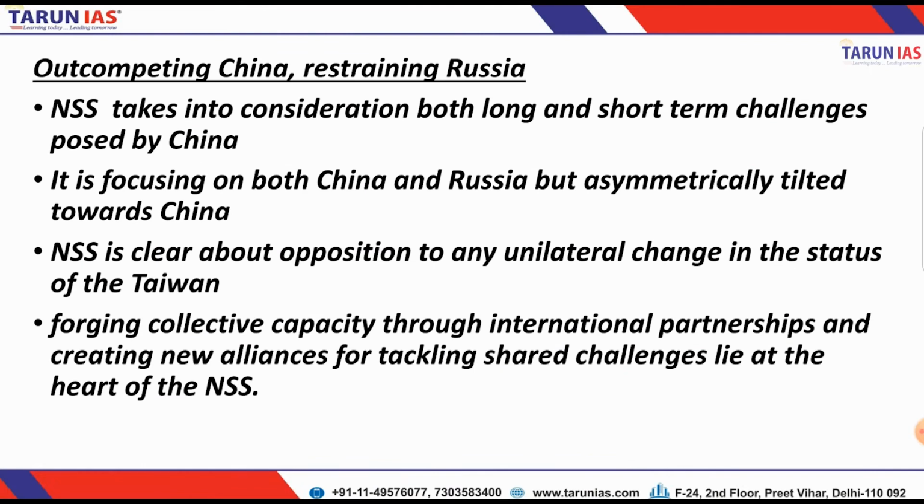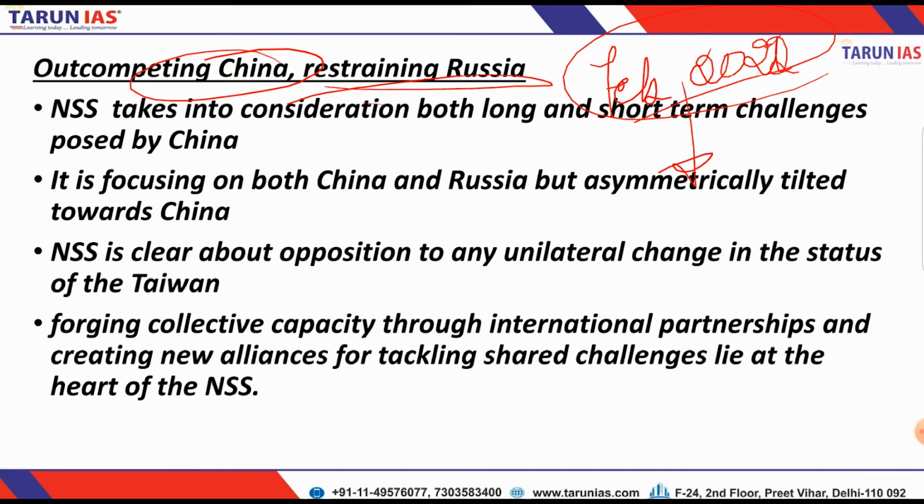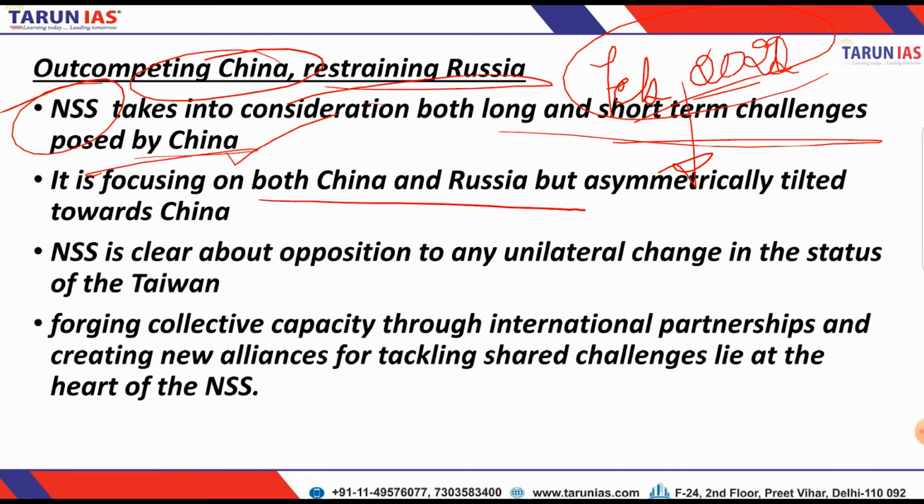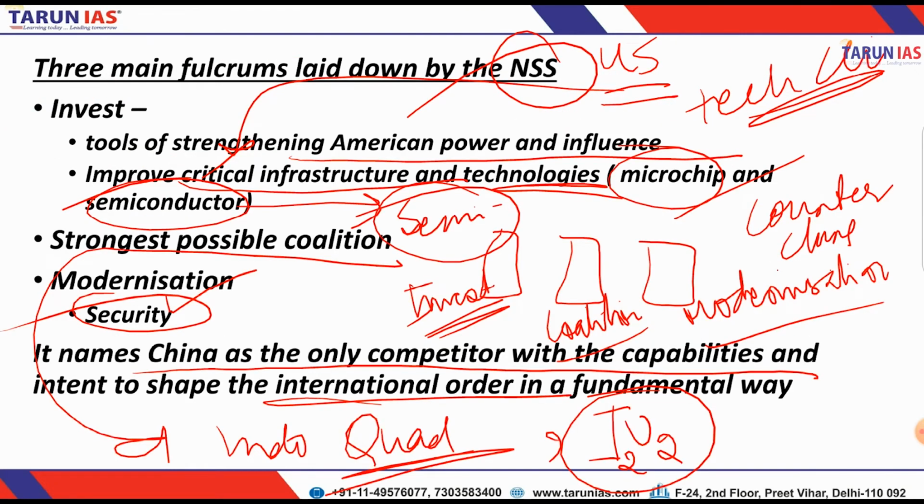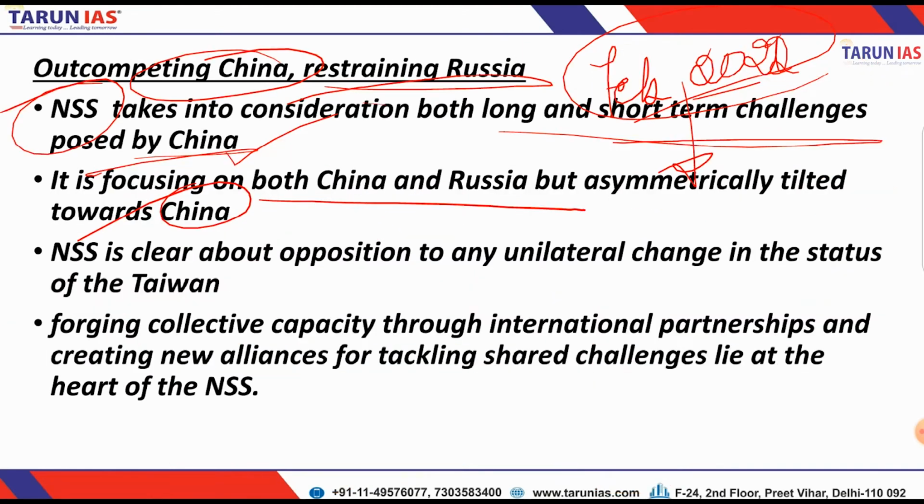Now the strategy wants to outcompete China and restrain Russia, considering the nine-month-long Russia-Ukraine war, which started in February 2022 and has now been going on for a very long time. The National Security Strategy of the US considers both long-term and short-term challenges posed by China. It focuses on both China and Russia. However, the focus is asymmetrically tilted towards China, because the strategy says that China is the only competitor which has the capability as well as the intent to reshape the international order.